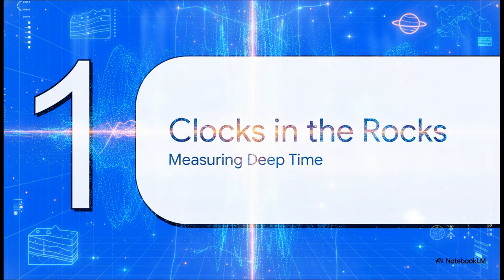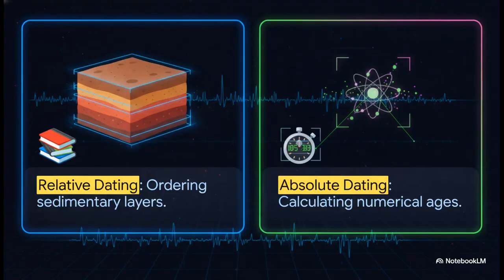Section 1. Clocks in the rocks, measuring deep time. Okay, let's dive right into this. For the longest time, geologists had to rely solely on relative dating. Thanks to Nicholas Steno's principle of superposition, we knew that in a stack of undisturbed rock, the bottom layer is the oldest. It's great for ordering events, sure, but it totally lacks numerical precision.